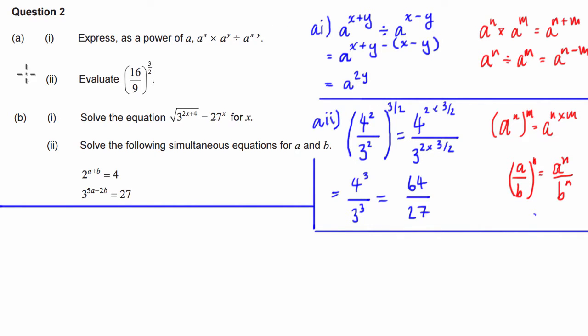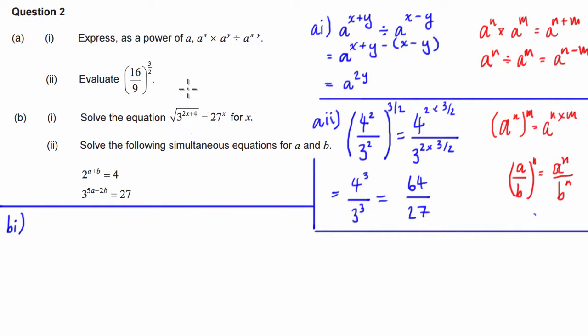Cool. Now, we're on B number 1. Okay, so what have we got? The square root of 3 to the power of 2x plus 4 equals 27 to the power of x. The method we're going to use is to make sure that the bases are the same on both sides of the equality. The left-hand side gives us a hint about what base we're going to use, which is 3. So we're going to make sure 27 is expressed as 3 to the power of something.